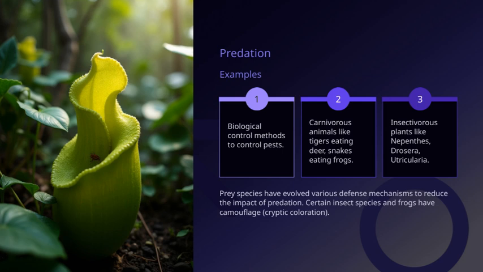Prey species, on the other hand, have developed various defense mechanisms to reduce their chances of being eaten. For example, some insects and frogs use camouflage, also known as cryptic coloration, to blend into their surroundings and avoid predators. This highlights the dynamic and interconnected nature of predator-prey relationships in biological control. Predation not only helps regulate populations, but also drives the evolution of remarkable adaptations in various species.